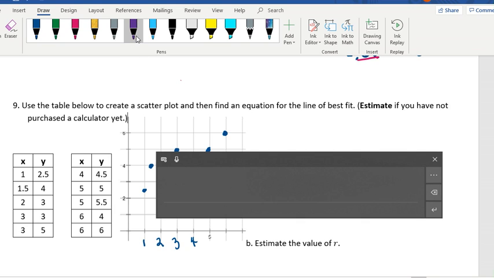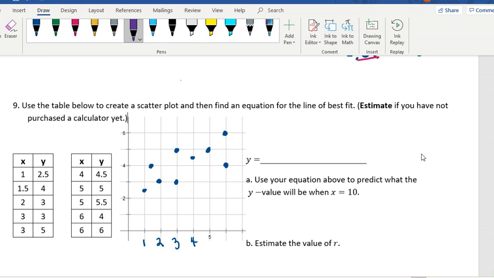Okay, I have A is equal to 0.46, B is 2.56, and R is 0.72. All right, so y equals Ax plus B is going to be 0.46x plus 2.56. That is my equation.